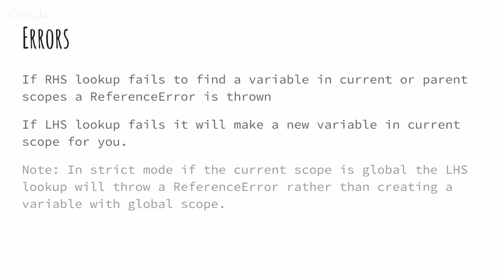When a left-hand side lookup fails, it will make a new variable in the current scope for you. So it's not going to throw that reference error. It's just going to say, oh, well, I don't know what this is. You were doing a left-hand side lookup, so I'll just go ahead and make that for you.